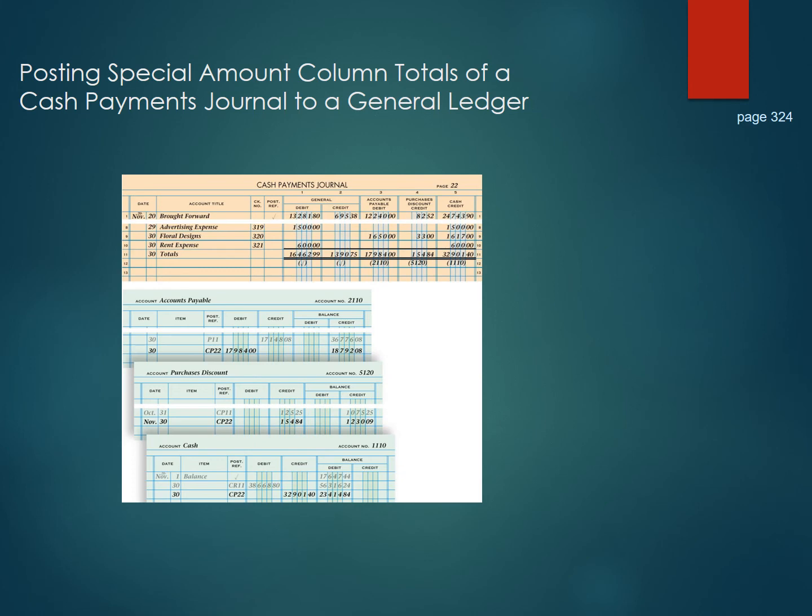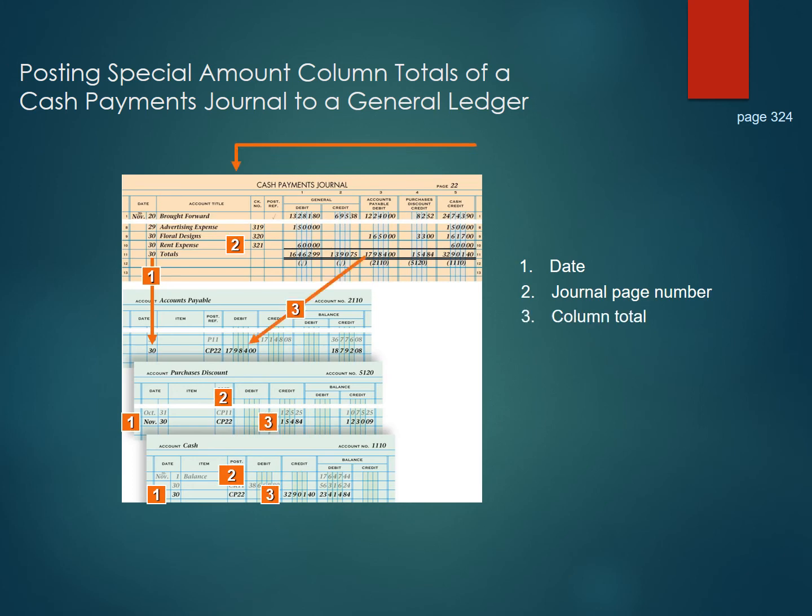The reason why they are not posted is because we have already posted them individually into their appropriate accounts. So we will start our posting in our cash payments journal with column 3, accounts payable debit, then our purchases discount credit, and then our cash credit. So we will go into our general ledger, and in our accounts payable column, we will write the date, the journal page number, and then we will record our $17,984 debit, and then calculate our new balance. The last step is to go back to column 3 and in parentheses record the account number.